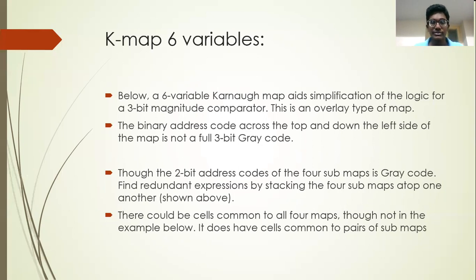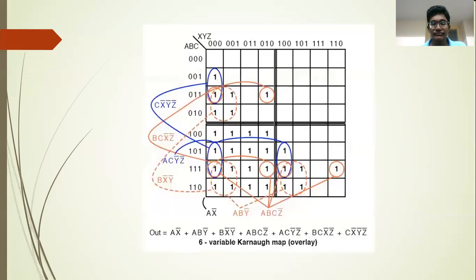And it says that the binary address code across the top and down the left side of the map is not a full 3-bit gray code. Here we can see the 6 variable K-map. It says that we have to place ones and zeros accordingly, since it is completely different.